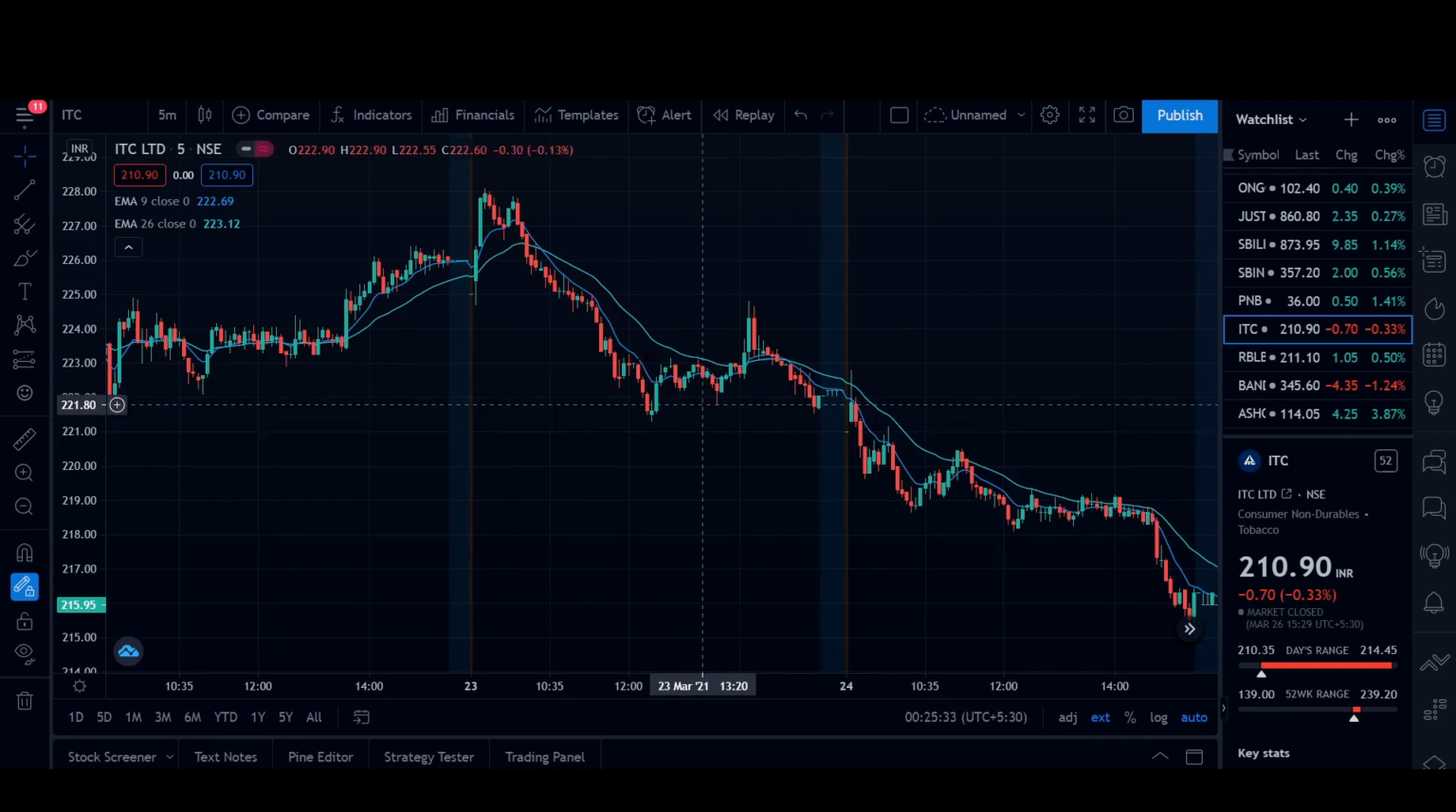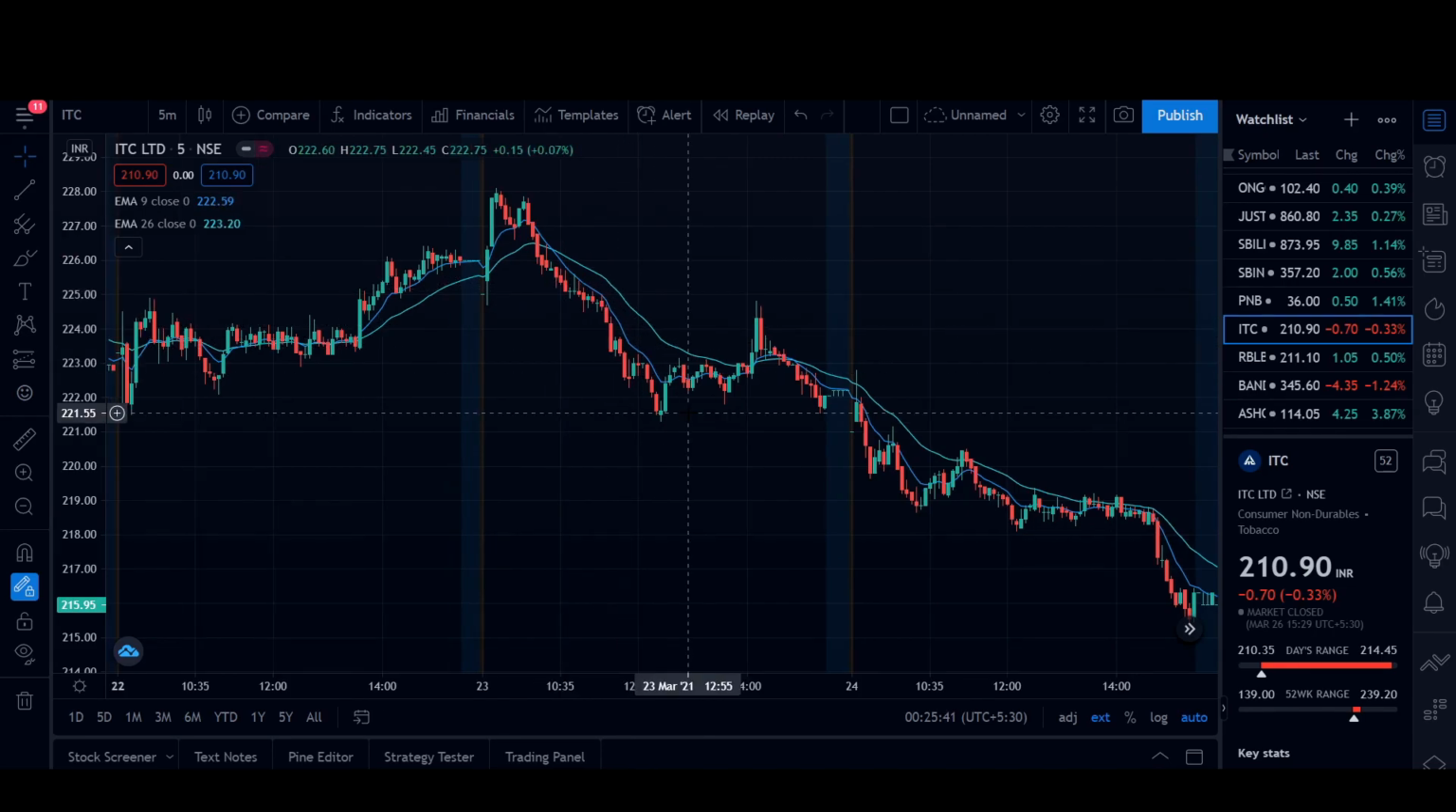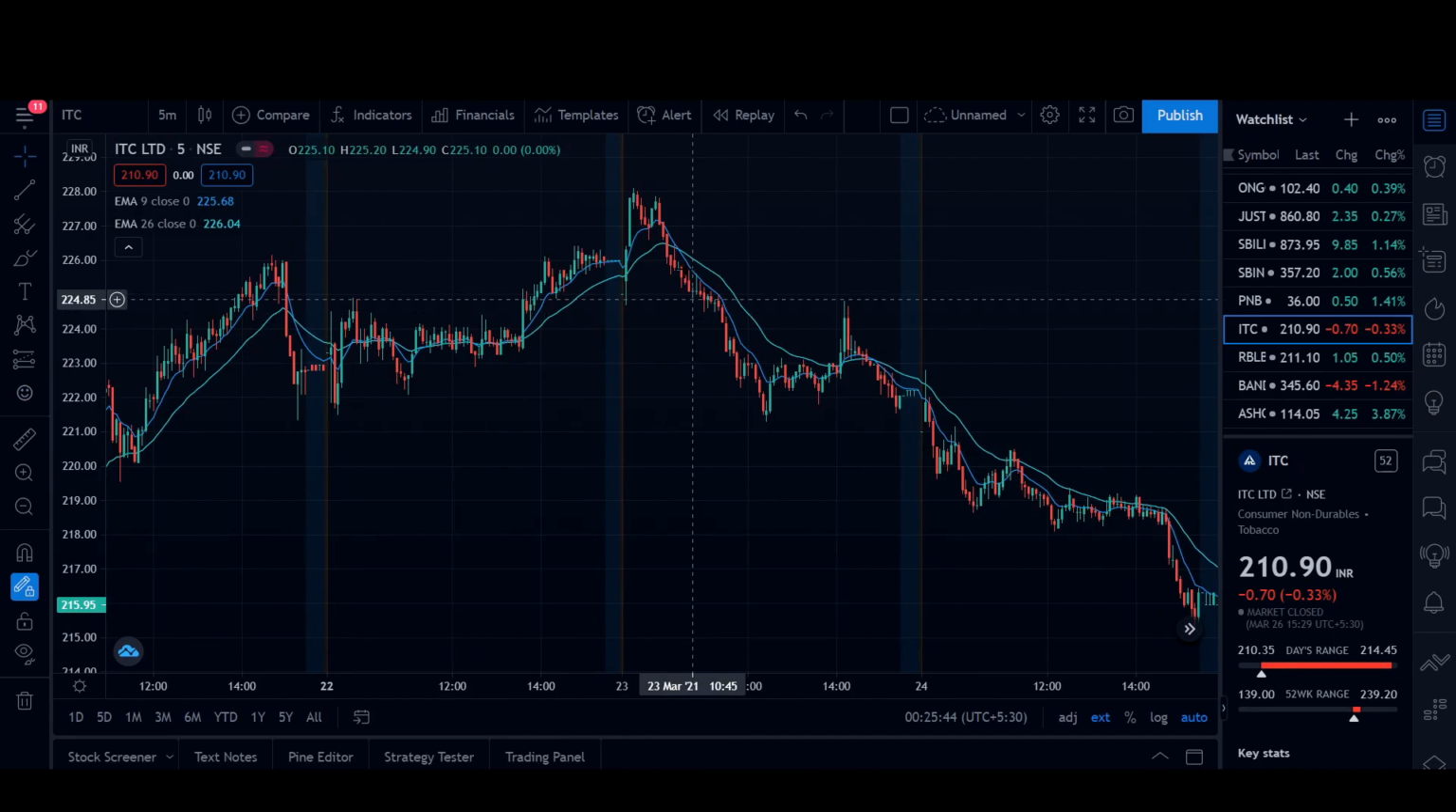And also, it acts as a resistance. The 9 EMA and the 26 EMA act as support and resistance to where the stock is heading. Like right here, it's a bearish trend, so the 9 EMA is providing resistance to the stock. As we can see, so many times it has touched this 9 EMA and has fallen back down.